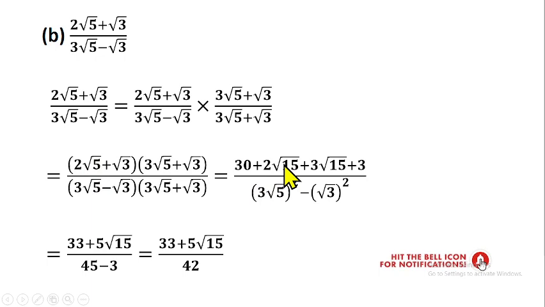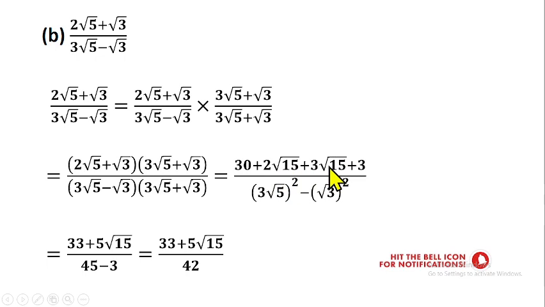Then √3 will multiply 3√5 as well. Then √3 times √5 gives us √15. So 15 times 3 gives us 3√15 as well. Then √3 times √3 gives us plus 3, over, apply the law of difference of two squares here. Difference of two squares, that will be (3√5) squared minus (√3) squared. Do you understand that? Then you can collect like terms here. 30 plus 3 will give us 33. Then 2√15 plus 3√15. Can we add them together? Yes, because you're having the same surd. 2√15 plus 3√15 will give us 5√15.